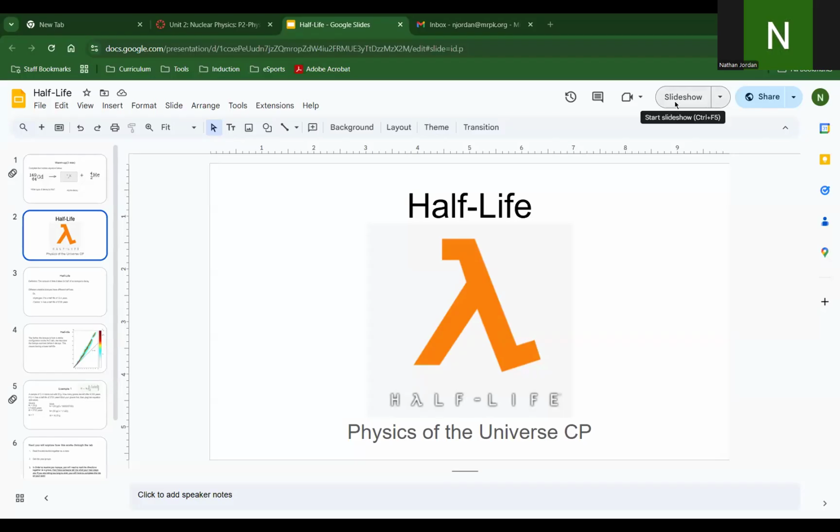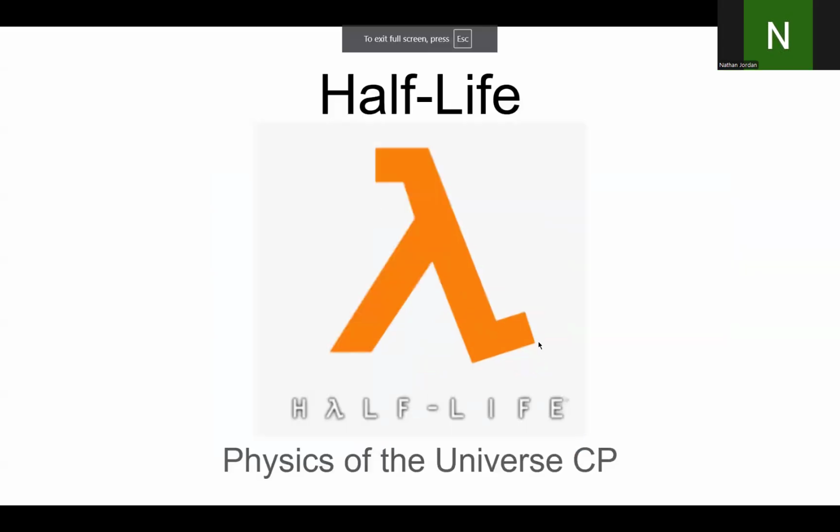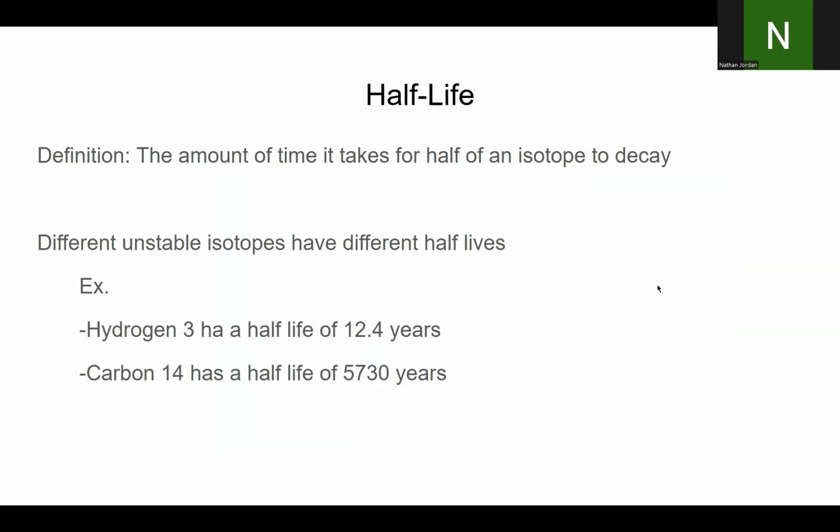Hello, everyone. Today we're going to talk about half-life, not the video game, but a certain measurement that you take for unstable isotopes. For unstable isotopes, one half-life is the amount of time it takes for half of that isotope to decay. As we learned with radioactive decay, isotopes that are unstable will undergo decay. This half-life will determine how long it takes for half of that to decay. So different unstable isotopes have different half-lives.